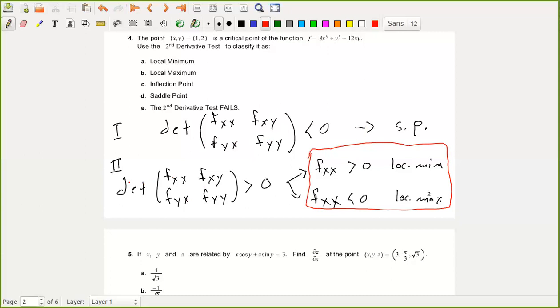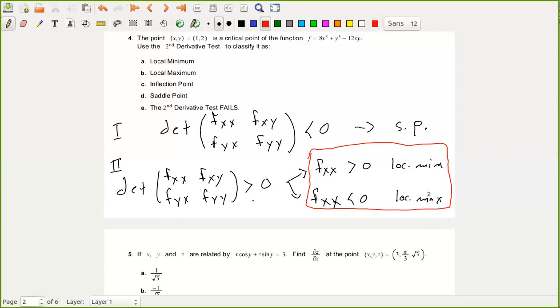On the other hand, if this determinant is greater than 0, this means that in all directions the function is either going up, or in all directions the function is either going down. If you're standing in the bottom of a bowl, if you look in any direction, you're the smallest point. If you look to the left, the sides of the bowl are going up. If you look to the right or any other direction, the sides of the bowl are going up.